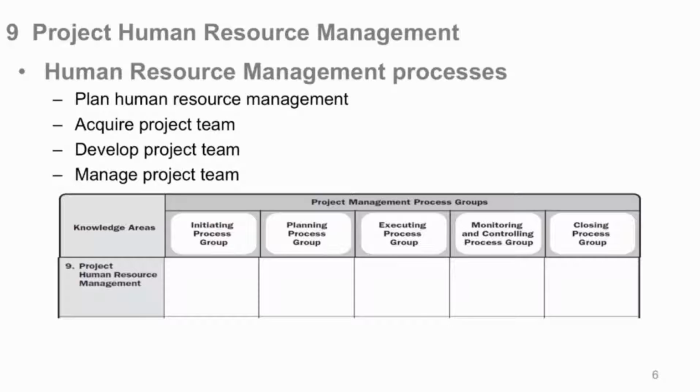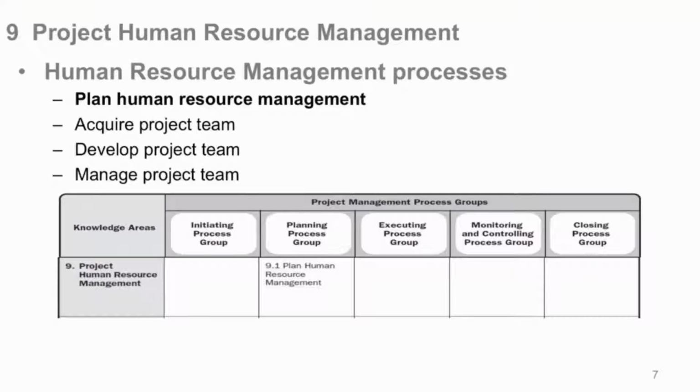So here's our knowledge area process group table, again with just knowledge area number 9 there, project human resource management. So where would plan human resource management fall? Okay, we all should know that by heart now. It falls under planning. All plans are under planning. How about acquire the team? Is that executing? Is that monitoring and controlling? Or is it a closing process?